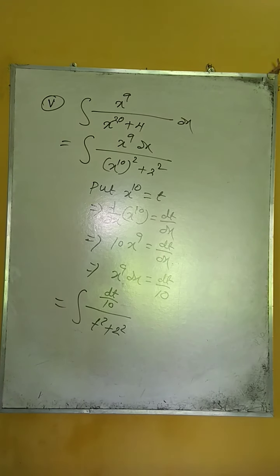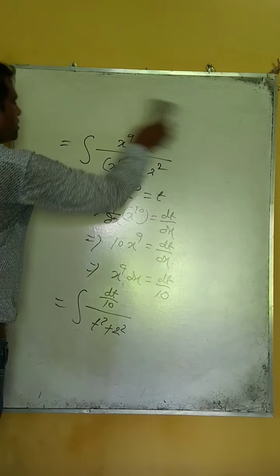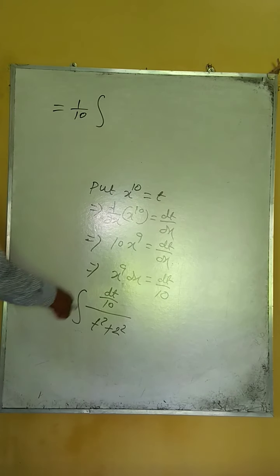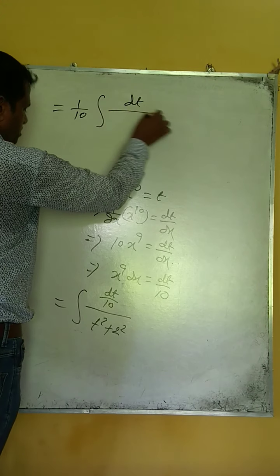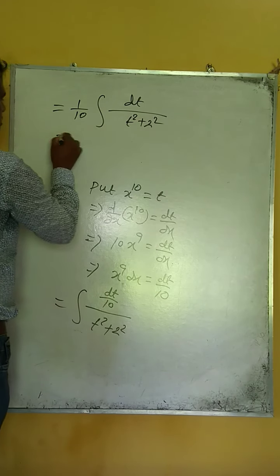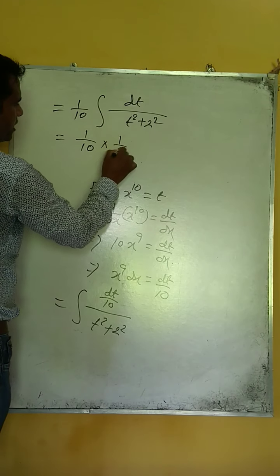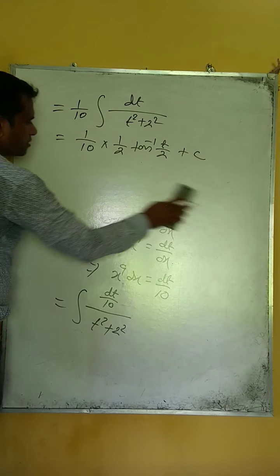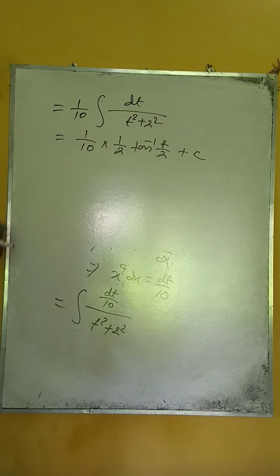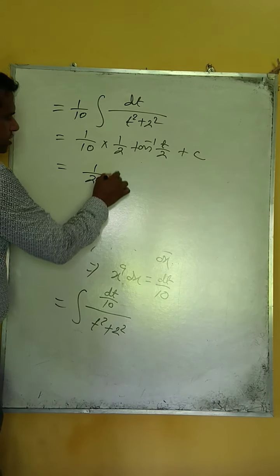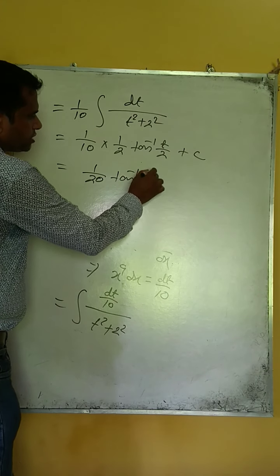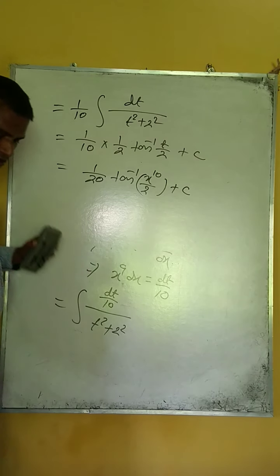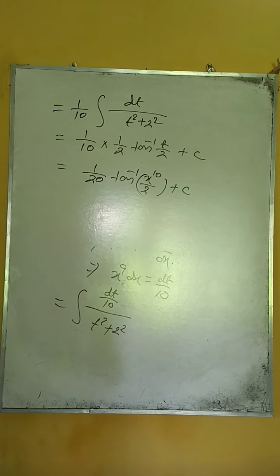Okay. Then we take 1 by 10 out of the integral sign. So 1 by 10 integral dt by t square plus 2 square, which is 1 by 10 into 1 by 2 tan inverse t by 2 plus c, using dx by x square plus a square. So 1 by 20 tan inverse, in place of t put x to the power 10, by 2 plus c. Answer. Next, B I.